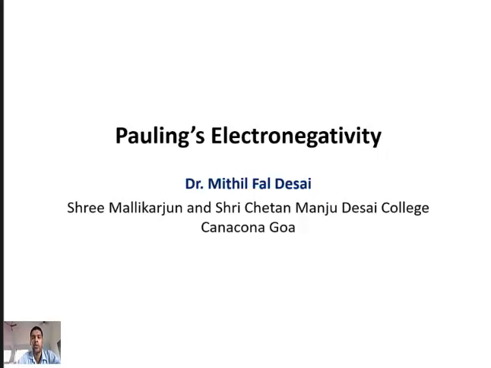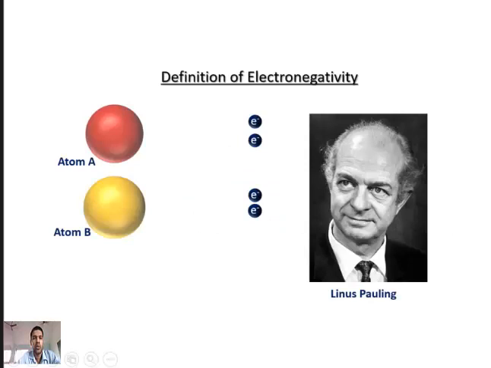Let us try to understand the term electronegativity. As this term was defined by Linus Pauling, we can call it Pauling's electronegativity. To understand electronegativity, we can consider the following example.